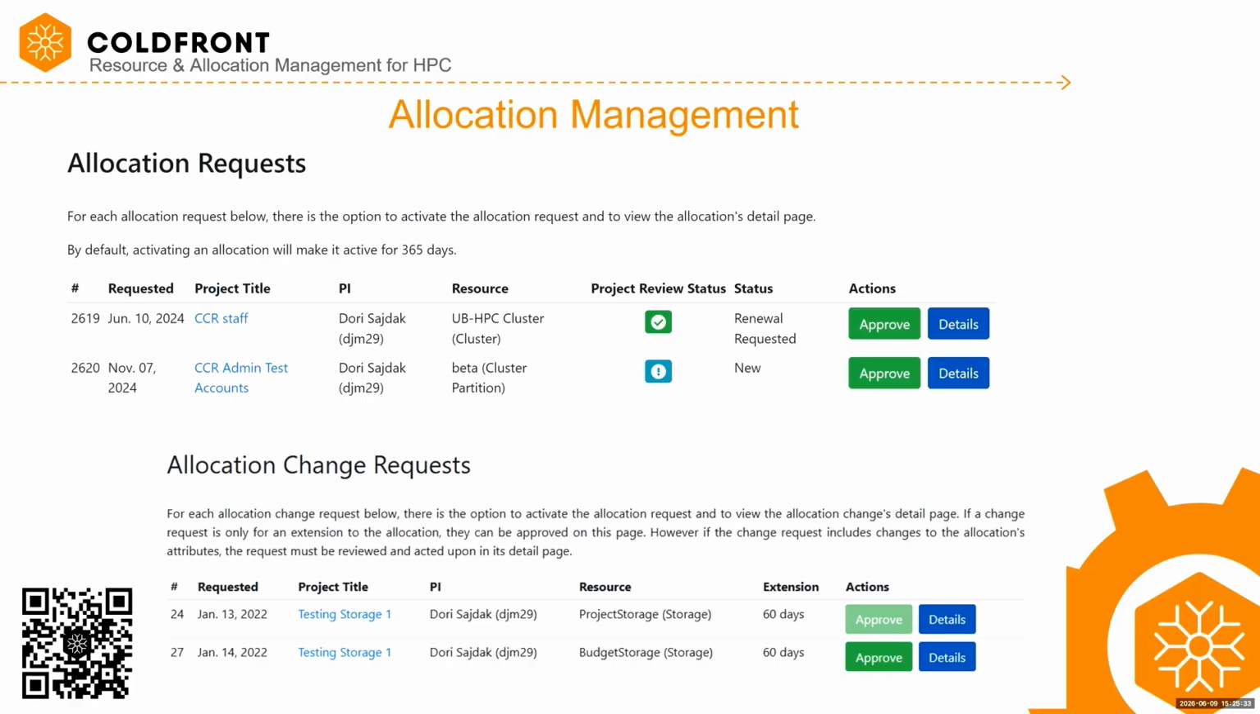This slide shows examples of the allocation management interface. ColdFront provides administrators with a centralized location to review requests, manage approvals, track status, and monitor allocation information. Customizing this review process for your center's workflow is easy with role-based permissions. Instead of relying on multiple disconnected systems, the workflow is consolidated into a single platform.